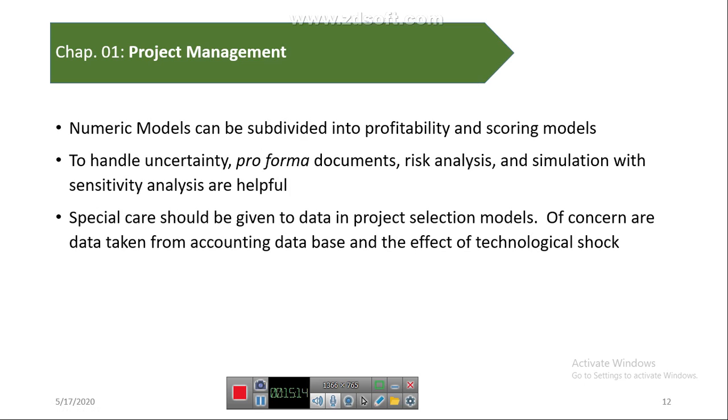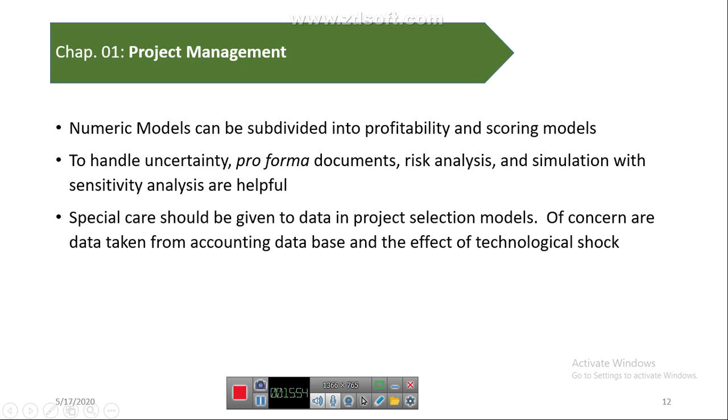Numeric models can also be subdivided into profitability and scoring models. The scoring model we will not discuss in this semester; we have only discussed profitability. To handle uncertainty, the pro forma document that we have discussed, and risk analysis in simulation with sensitivity analysis, are helpful. Special care should be given to the data in a project selection model. Of concern are data taken from accounting databases and the effect of technological shock.